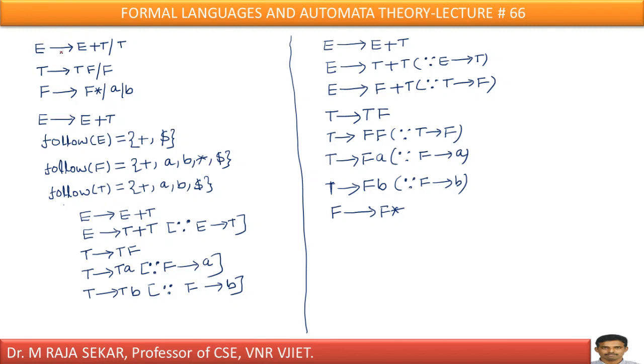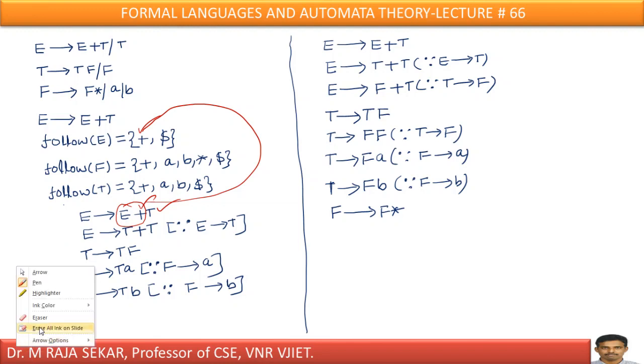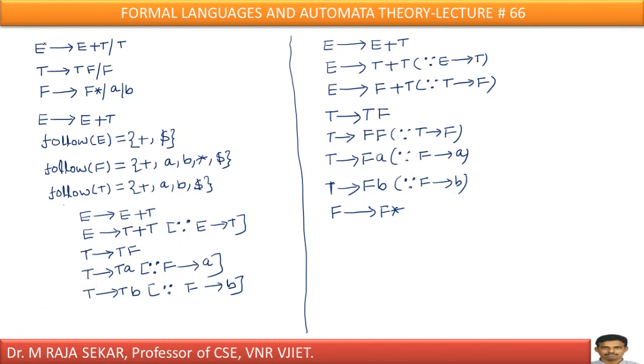What is my first production? E goes to E plus T, isn't it? What is follow of E? Which one is following E? E goes to E plus T, so follow of E is plus. And I must keep dollar in the follow of each variable. That is the rule. There are rules for constructing follows, and according to those rules, dollar is always present in the follow of all variables. Therefore, I am writing follow of E is plus, and I must always write dollar. We completed follow of E.